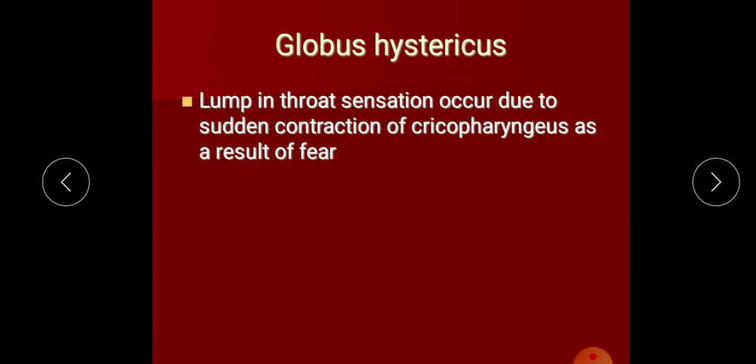Then what is this globus hystericus? It is a lump in the throat sensation which occurs due to sudden contraction of cricopharyngeus as a result of fear. So that sudden fear will produce a lump in throat sensation because of the contraction of the cricopharyngeus muscle. That is what is termed globus hystericus. So with that we finish the constrictors.